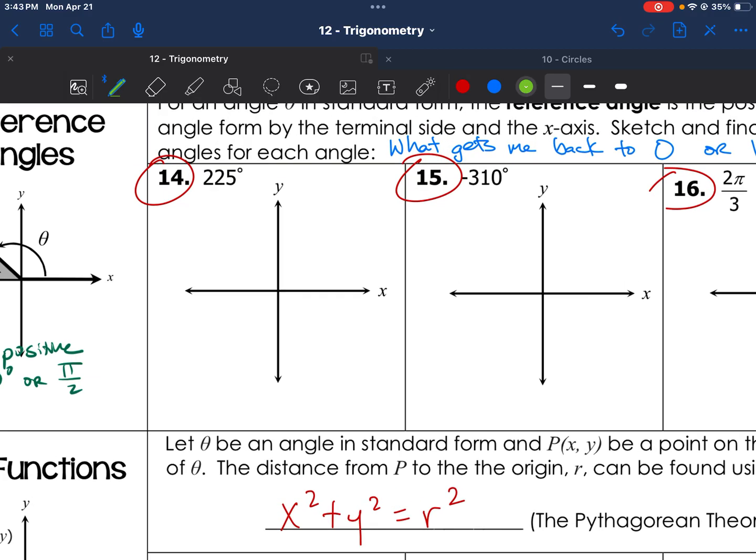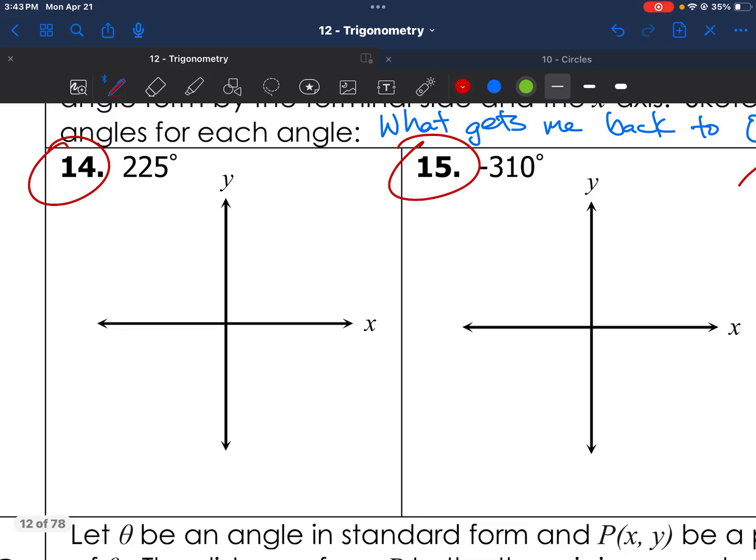So, for example, if I start by graphing a 225 degree angle, so remember we have 0 degrees here, 90, 180, 270, and then full 360. So if I'm graphing a positive 225, I'm going to go quarter turn, half turn, and then about halfway through my third turn. So that would be about a 225 degree angle.